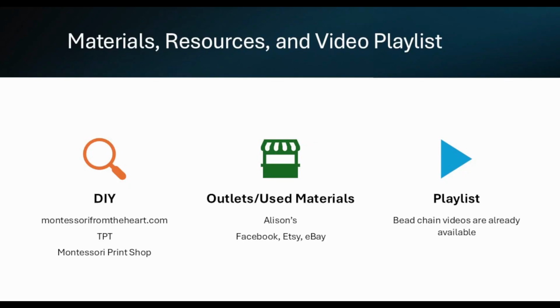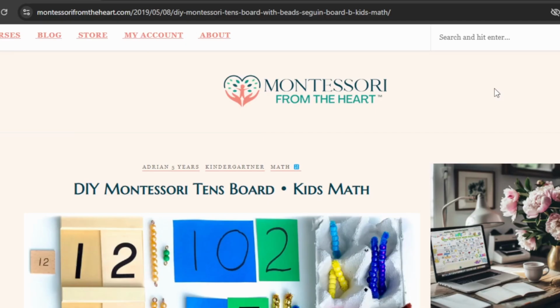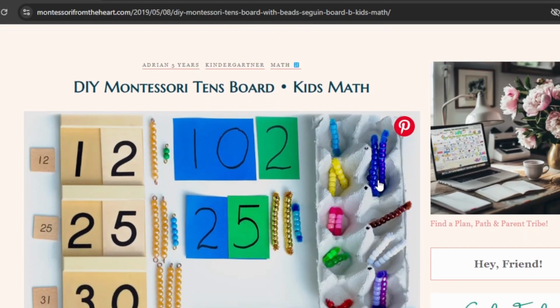good resource as well. So here we are at montessorifromtheheart.com. I'm going to show you a little bit of what she has here and put the link down below. As you can see, she has some DIY ideas that I think are really good. And she even made her own beads. So if some of you are crafty enough and want to put in the time to make your own beads rather than order them, it's always possible with some pipe cleaners and some beads from the store.